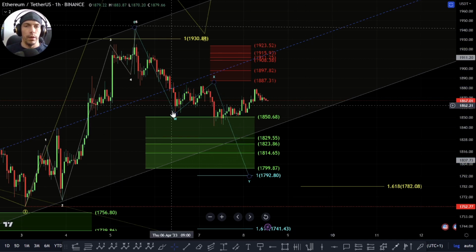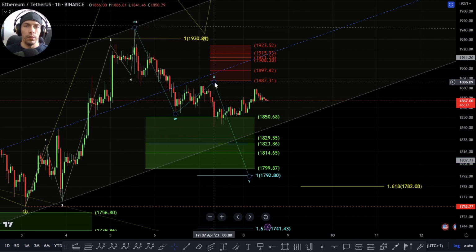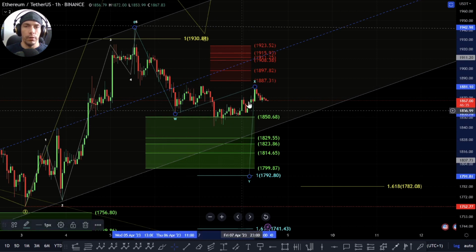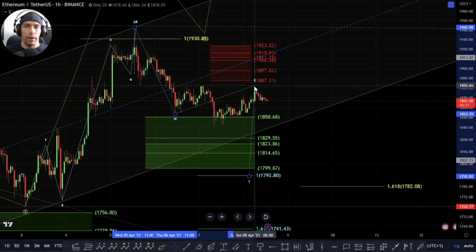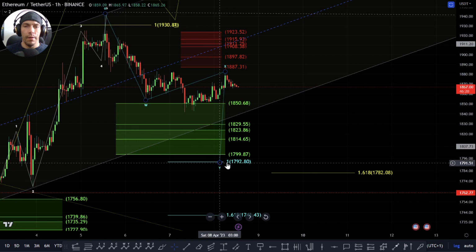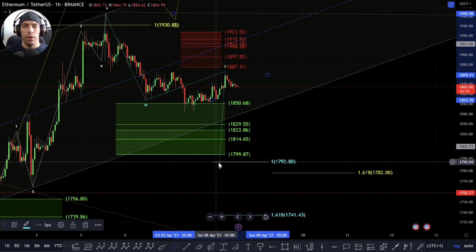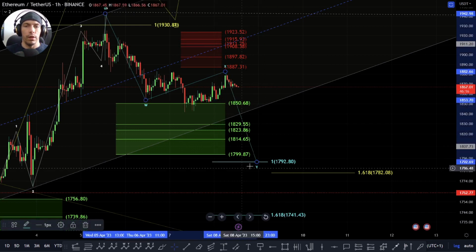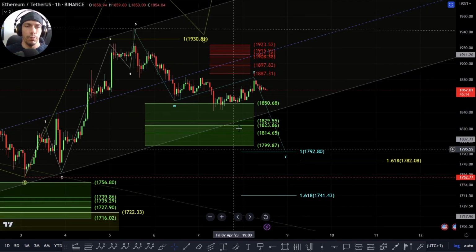Basically, what I'm looking for here is that possibility that within this, we could actually have a bigger corrective structure here, something like this, where we potentially could argue, we've got a three-wave move here, A, B, C, and basically this is W, X, and Y, or an A, a B, and a C wave to the upside here. And then we could still look for this push down towards this zone of the 1792. So this would bring us back into the support zone.